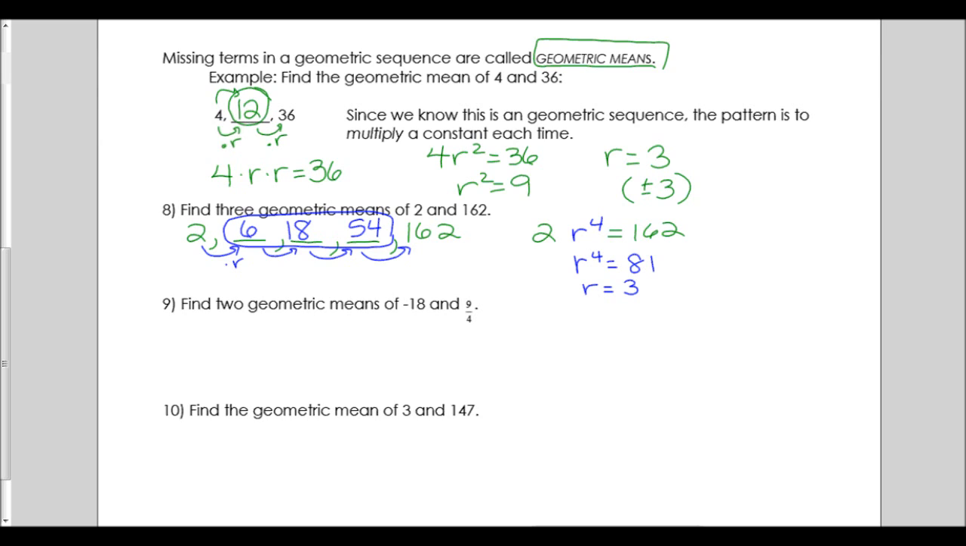Okay, so I had 2 times r to the 4th, because there were 4 r's, had to equal 162. I divided both sides by 2 and took the 4th root of 81, because in this equation here I needed to get rid of the 4th power. So the 4th root of 81 was equal to 3. Again, it could have been plus or minus. We're not going to worry about it. So my 3 geometric means are 6, 18, and 54. So you could try 9 and 10 on your own if you wanted to, or we can work on them some more in class. All right, let's turn the page and look at formulas.